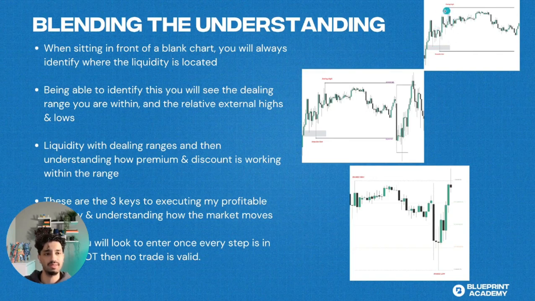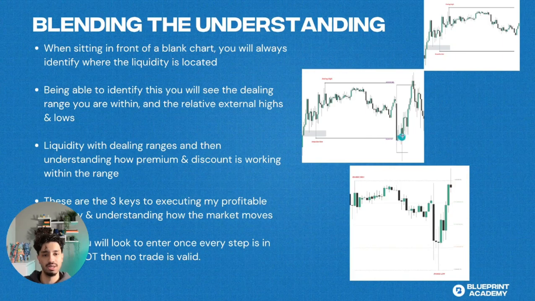So as we spoke about, this is our external high and this is our external low, and this holds liquidity. Being able to identify liquidity, you'll be able to see the dealing range you're within and the relative external highs and lows. So the external liquidity that I've taught you with swing highs and swing lows comes together with your dealing range understanding. So this is our swing high, this is our swing low, and this is also our dealing range.